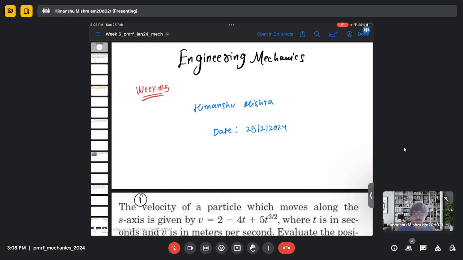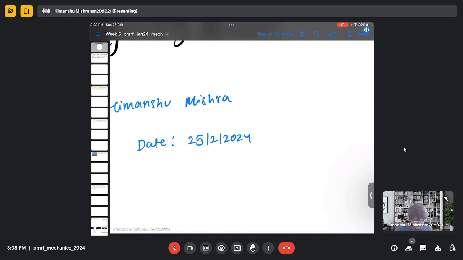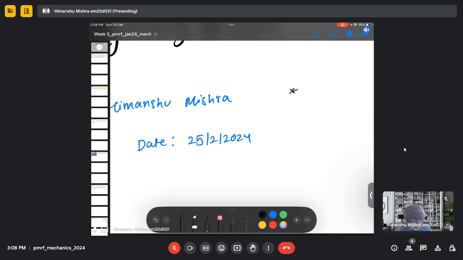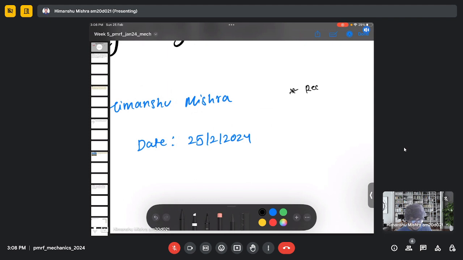So here we divided the problems based on the complexity and based on the concept which lies in the kinematics. Basically I have grouped the problems into three categories. First there will be problems based on the rectilinear motion.